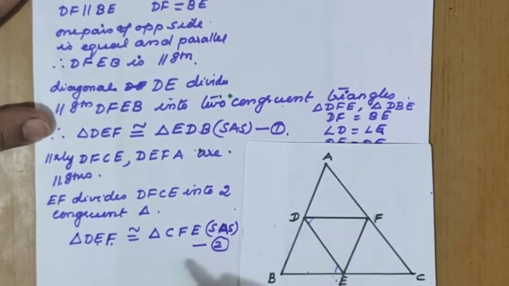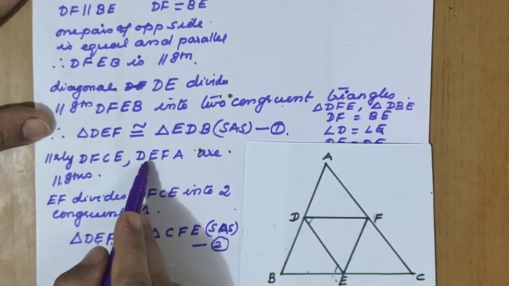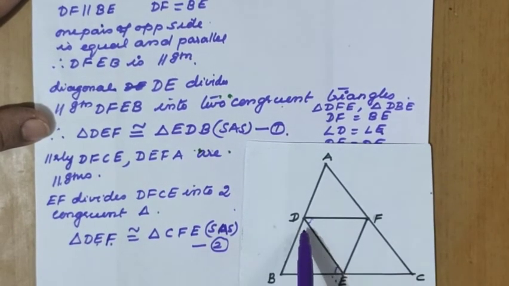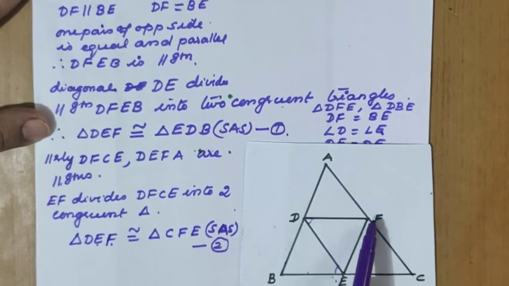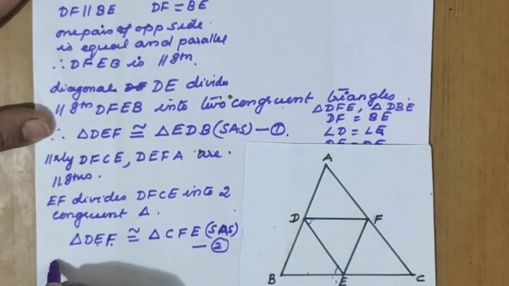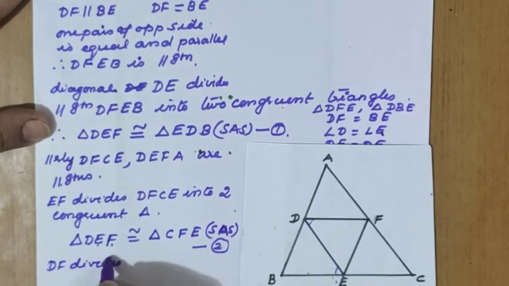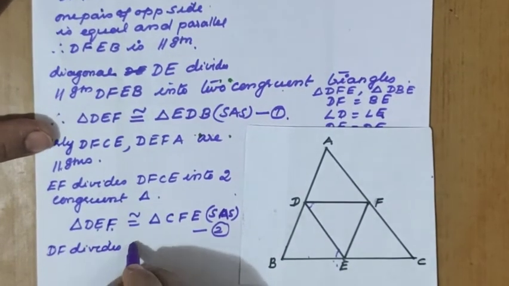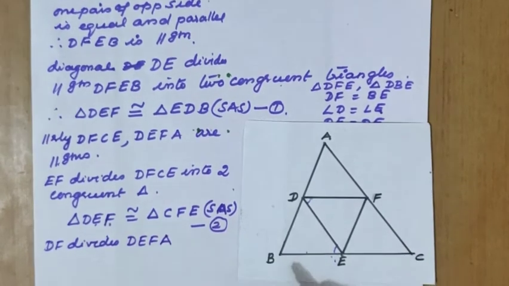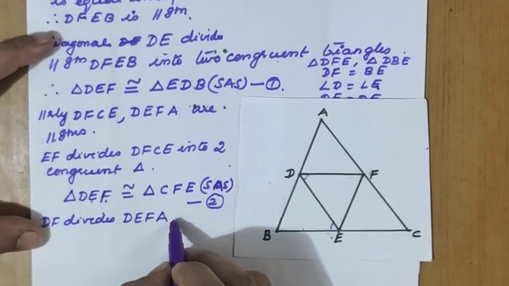Right? Now the third one, which is the parallelogram, we got DEFA is a parallelogram. Once again see the figure. DEFA, which is the diagonal there, DF. So we'll write there DF divides DEFA into two congruent triangles.